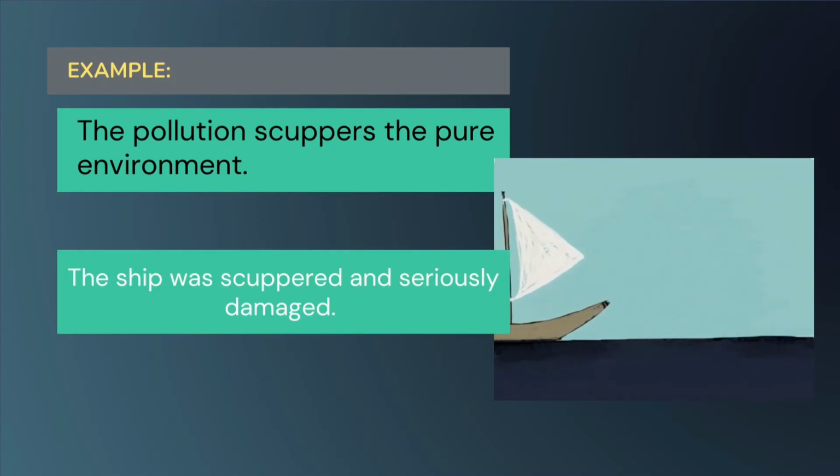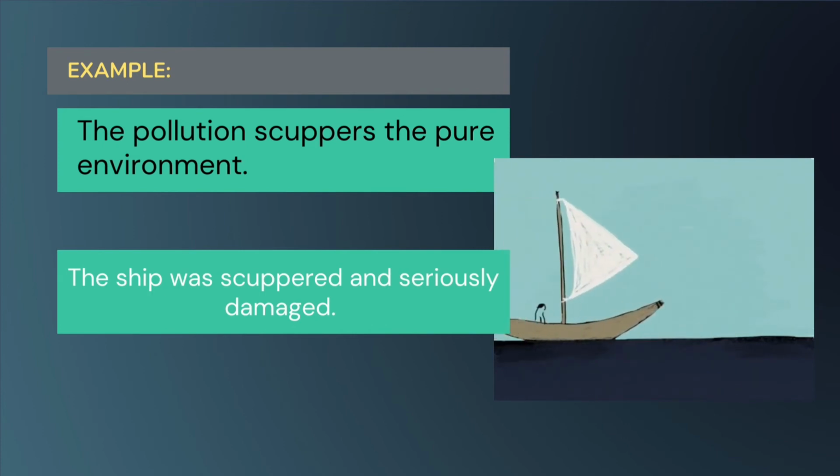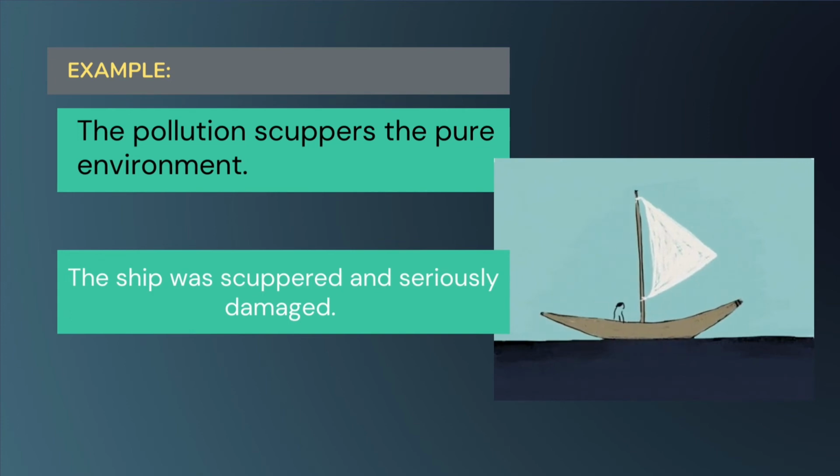You can also see in the illustration that a ship is scuppering into the water, or it's sinking down into the water along with the crew. The pollution scuppers the pure environment. This means that the pure environment is sunk down by the pollution. The next example is, the ship was scuppered and seriously damaged.